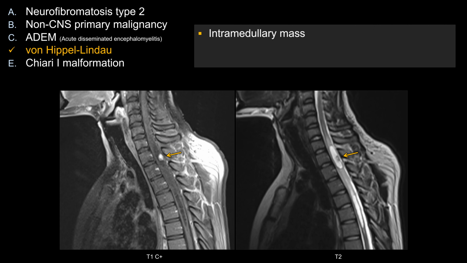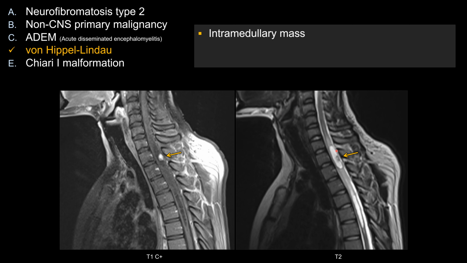Well, first of all, for core exam and for real life, whenever you see a cord neoplasm or spinal neoplasm, you should decide its location. That can help you with your differential diagnosis. In this case, this is inside the spinal cord, so it's an intramedullary mass.